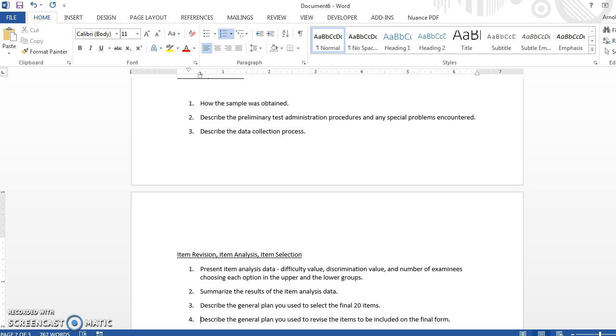Number 3, describe the data collection process. How did you do it? Did you make a chart? Did you make a checklist? How did you collect the data?